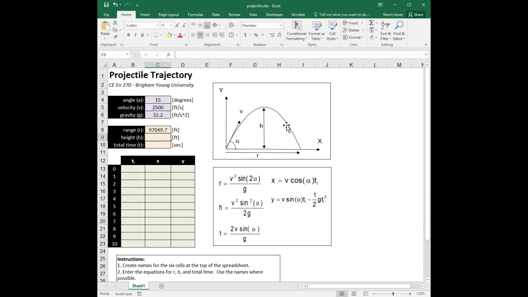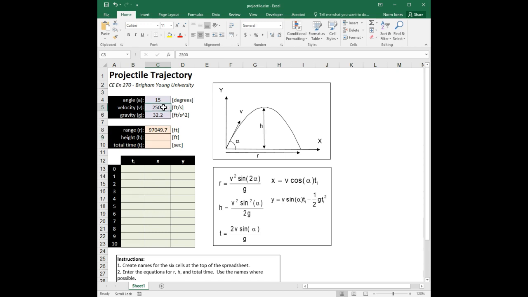So now it says 97,000 feet. Holy cow, that is a lot. But 2,500 feet per second, that's like you're firing a shell out of an artillery gun. And by the way, this equation does not take into account wind resistance, so it's going to go a long way. That's close to 20 miles. That's the distance traveled. Okay, the height.